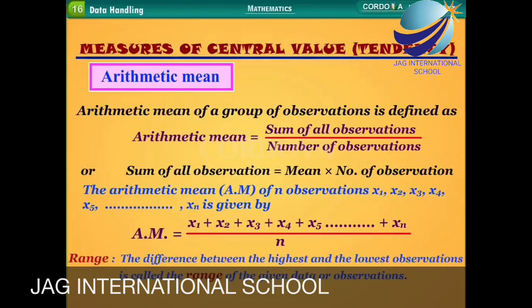Range. The difference between the highest and the lowest observations is called the range of the given data, or observations.